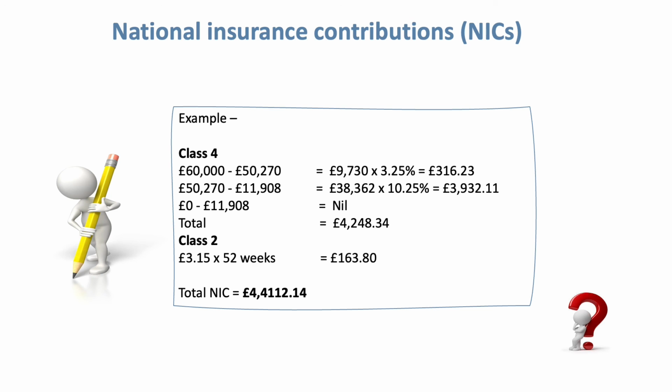Class 2 is a weekly figure, changes every year. It's shown on the slide in front of you, the current figures. We multiply that by 52 weeks because Sam was self-employed for the entire year, and that gives us the Class 2 contributions. So we need to remember to add the Class 2 to the Class 4 because we were asked to calculate the total combined NIC contribution for Sam's business. And you can see that figure in bold at the bottom.